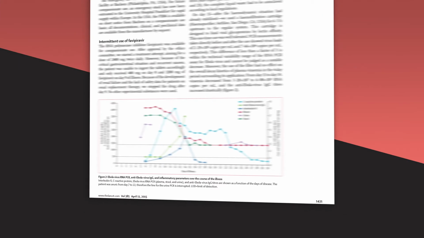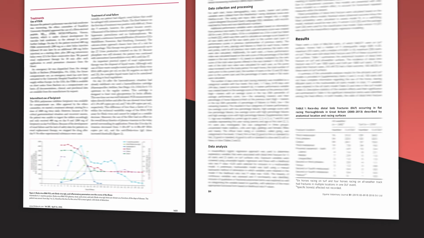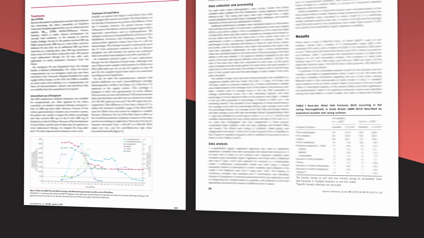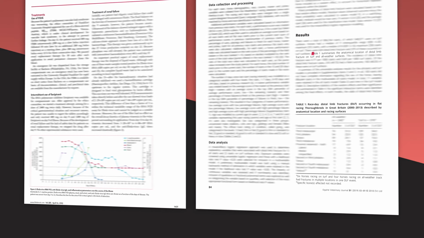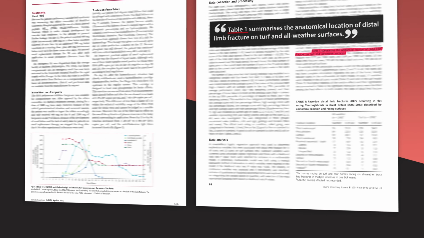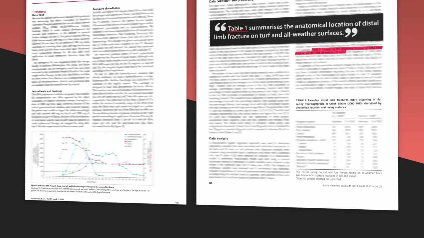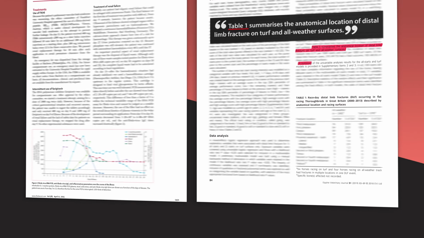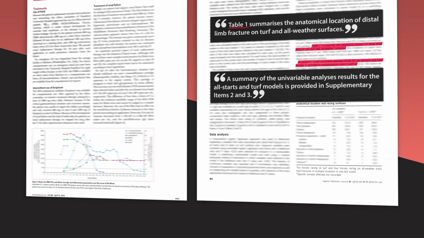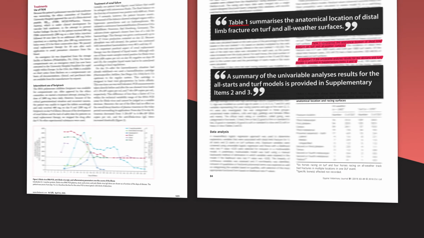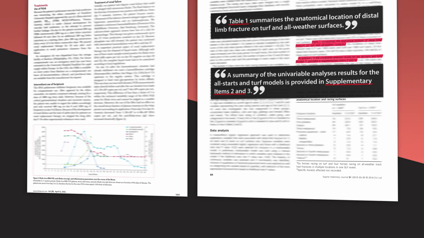An efficient way to present data is in figures, tables, illustrations, and so on. If your text includes graphic material like this, there should always be a reference to it in the running text. Table 1 summarizes the anatomical location of distal limb fracture on turf and all-weather surfaces. A summary of the univariable analyses results for the all starts and turf models is provided in supplementary items 2 and 3.